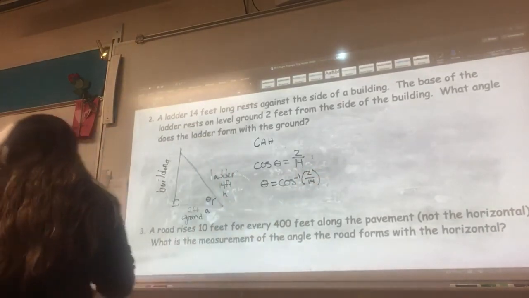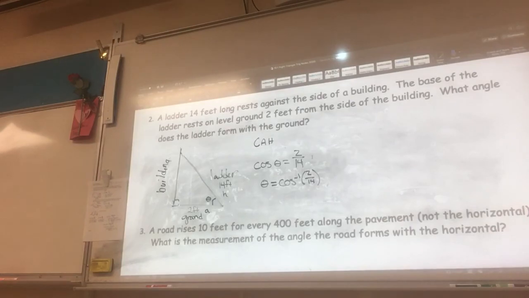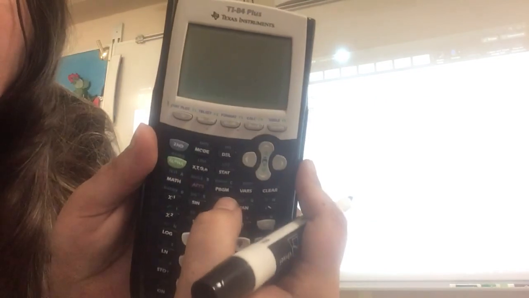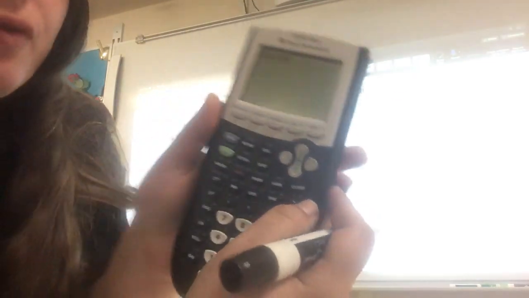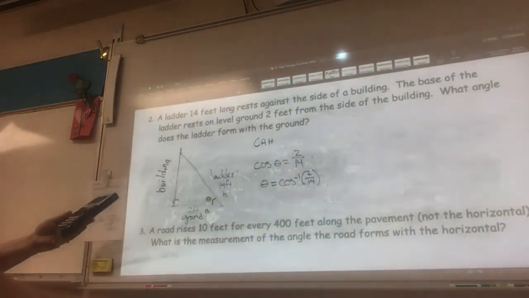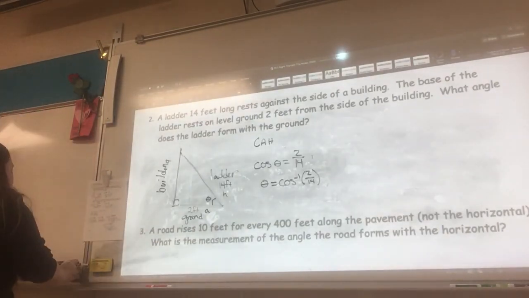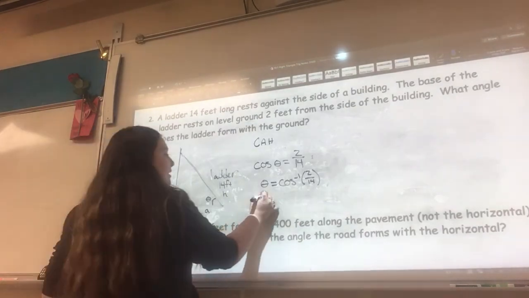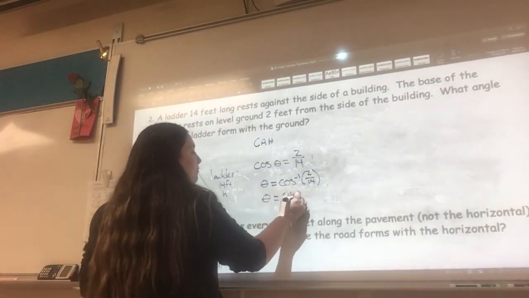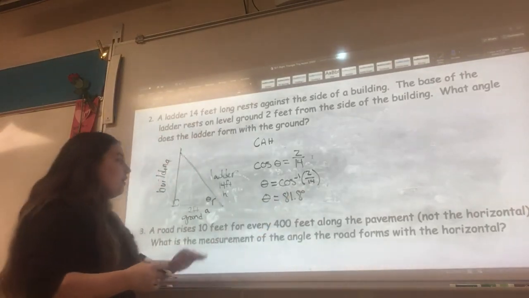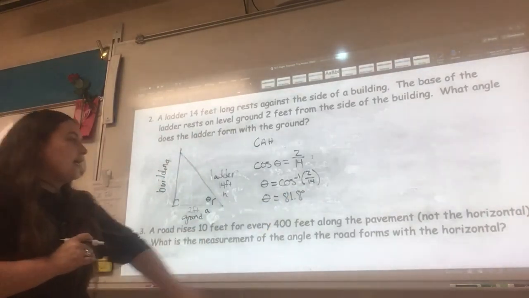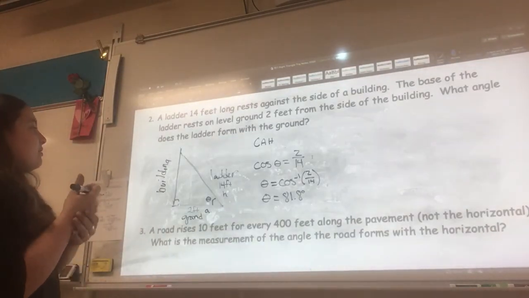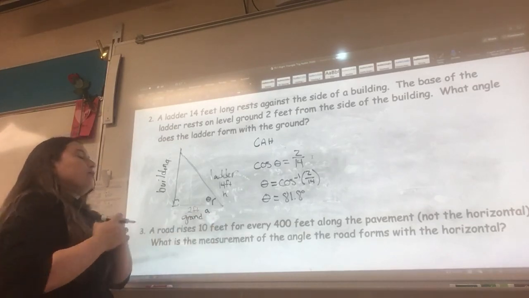Nothing else changes. If you don't remember how to get to that, it is just second and cosine, so it immediately does it for you. It is in blue right above the original sine, cosine, and tangent. So you put cosine inverse of 2 over 14, and you're going to get that theta is equal to 81.8 degrees. If you are solving for any angles, it is okay to do to 1 decimal. Okay. So we now know from the ladder to the building is 81.8 degrees.